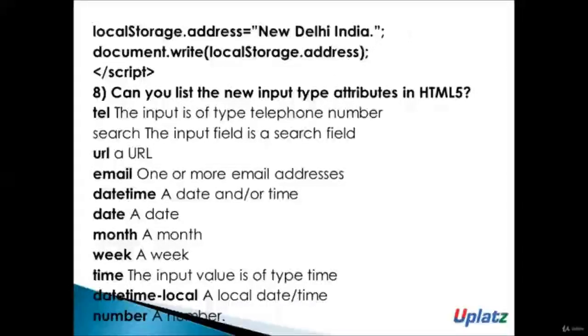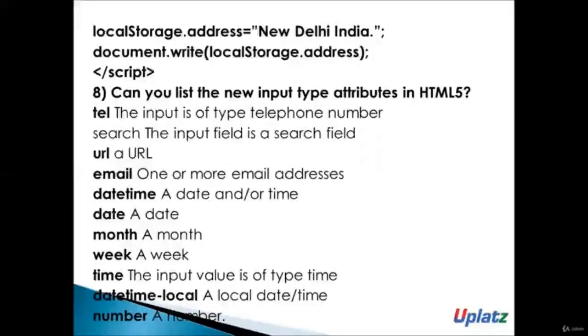So the next question, how can you list the input types attributes in HTML? So we have n number of attributes in previous versions of HTML, but in HTML5 we have some new input type attributes. So tel, it is like input telephone number field in the search. So next is URL, is a URL. Email, one or more email addresses. You can type date and time, or date, month, week.